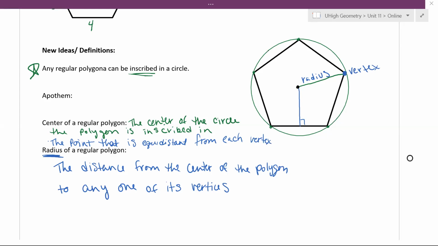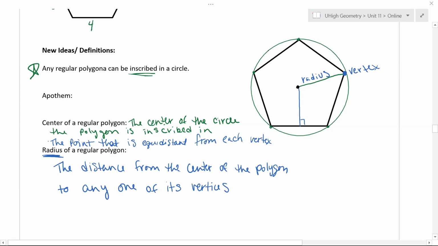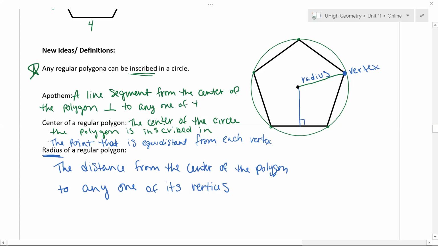All right, the last thing that we're going to talk about here, kind of that last new definition that we're going to need, is this word apothem. So an apothem is going to be a line segment from the center perpendicular to any one of the sides.